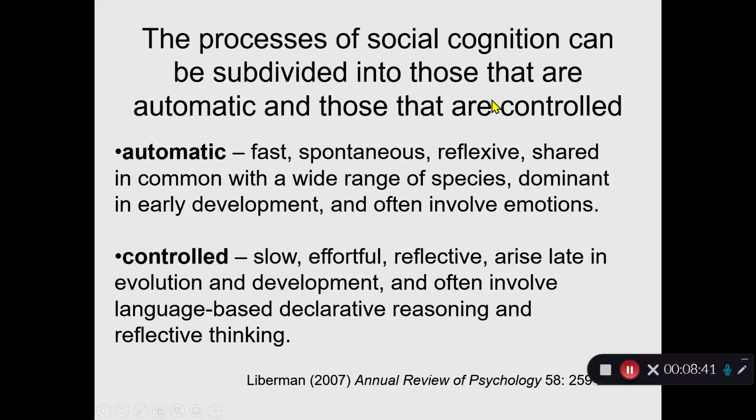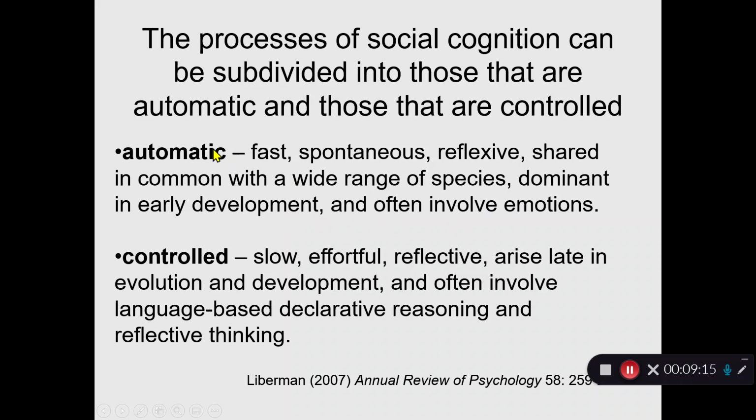But before we get there, I want to talk about the two main groupings of social cognitive processes. The processes of social cognition can be subdivided into those that are automatic and those that are controlled. Automatic and controlled. We're talking about automatic and controlled processes all the time. This is a central concept for this course, that the processes of social cognition can be essentially divided into automatic and controlled processes.